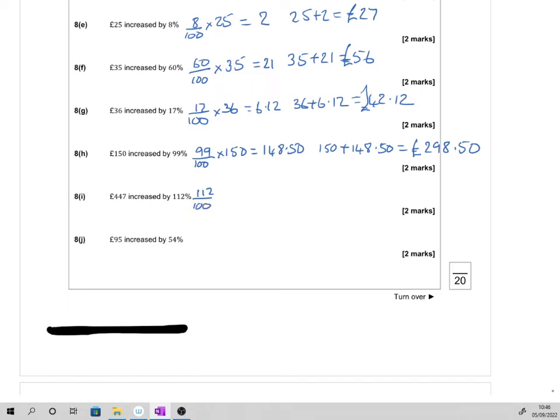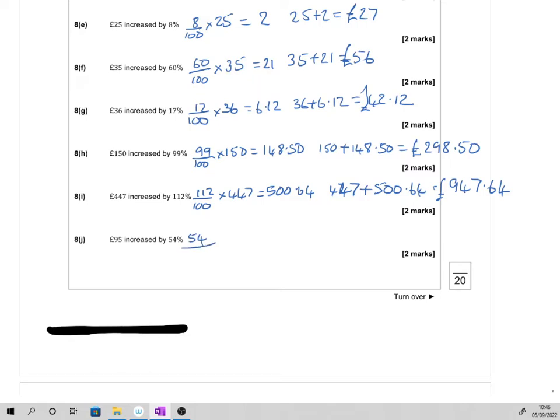112% times 447, divided by 100 times 447 equals £500.64. So we need 447 plus 500.64, which is going to be £947.64.